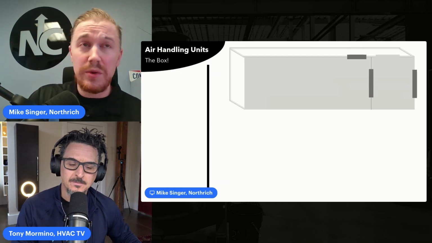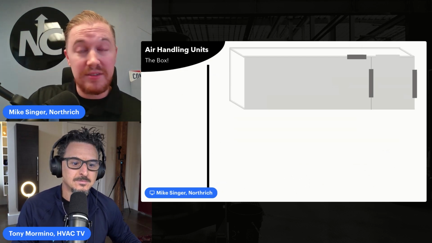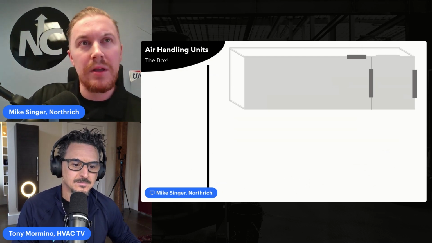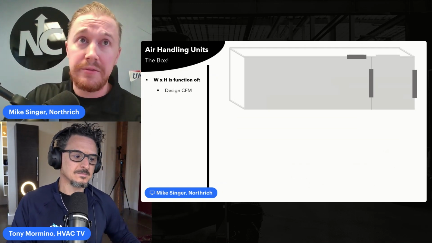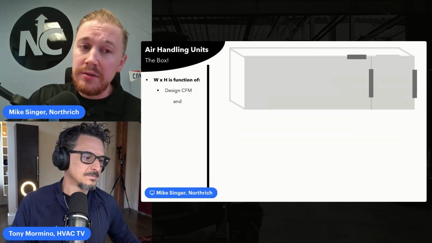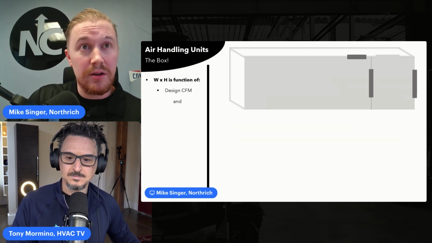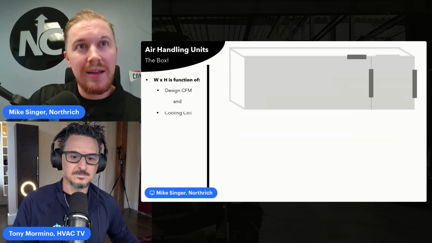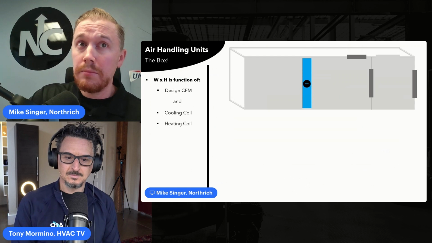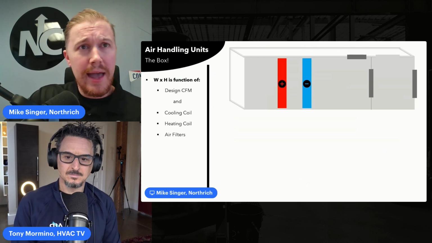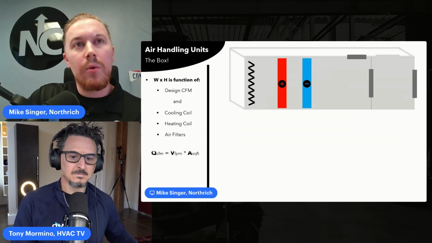Okay. Obviously, as we go up in CFM, we're going to see a larger air handling unit. As we go down in CFM, we're going to see a smaller air handling unit. But let's get into the nitty gritty of what the width and the height is a function of. It's a function of the design CFM that the specifying engineer has called out, and potentially the cooling coil, potentially the heating coil, and potentially the air filters. That's a lot of potentials. So let's talk about what I mean.